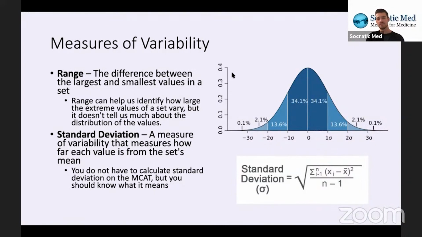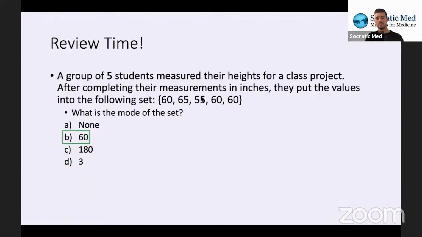So the range is the difference between the largest and smallest values in the set. In our last example, the smallest value was 55, the largest value was 65. So our range would be 10. It's just the difference between the two.